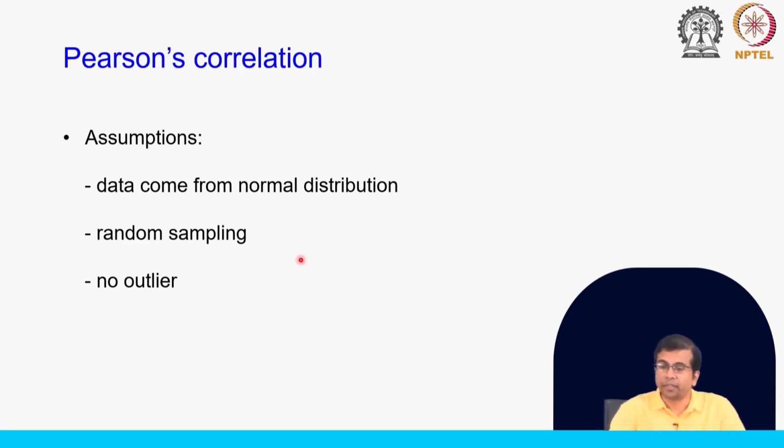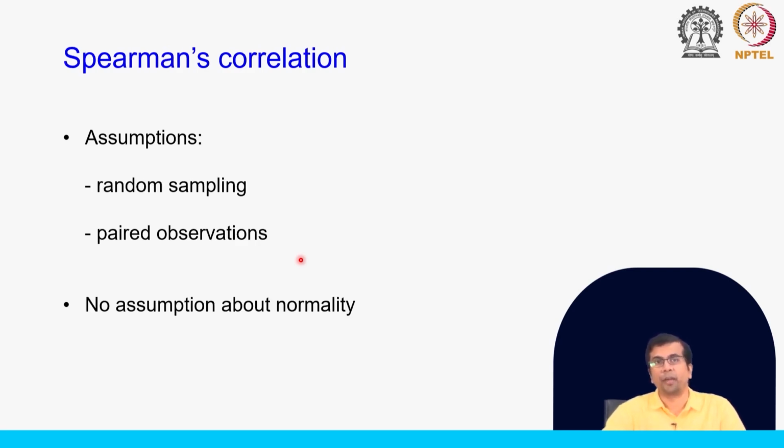Whereas Spearman's correlation, because it is doing rank correlation, it is not looking at the absolute values, there is no such assumption about the distribution. So, there is no assumption about normal distribution or normality. The assumption that we have is random sampling, which is still there, but this is a reasonable assumption. Then we also have the assumption about paired observations. So, the x and y are paired observations, which is true in our case.